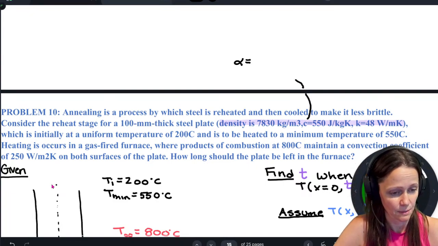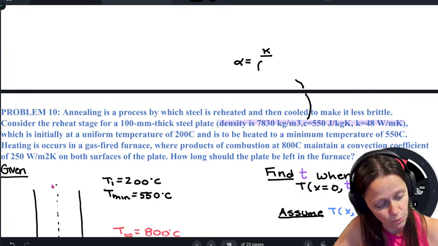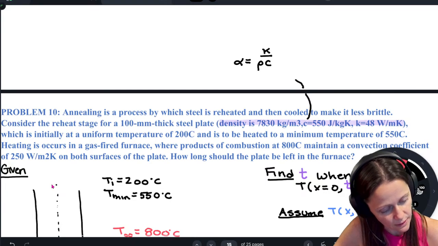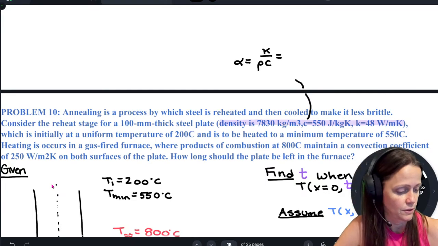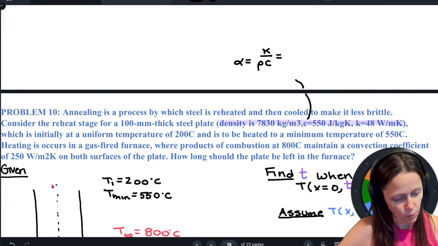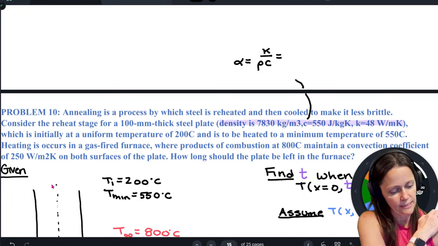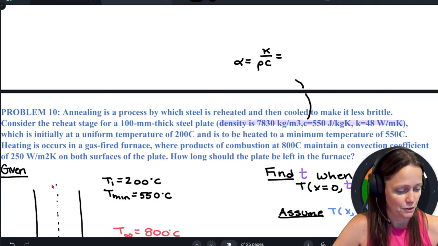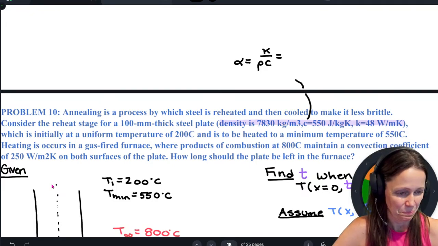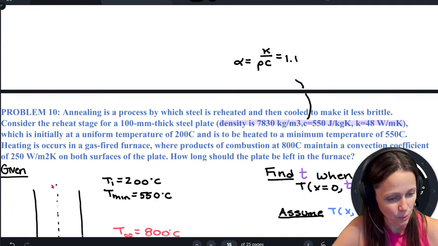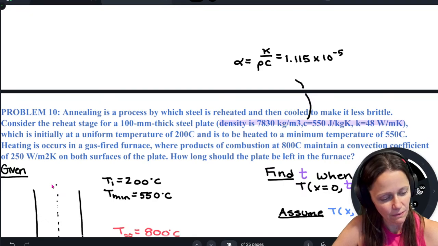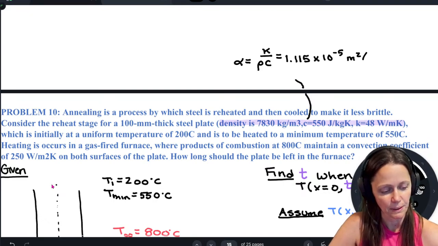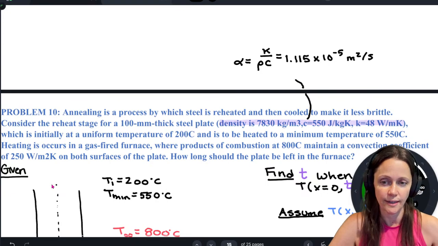This is going to be k over rho times our specific heat. So I've got all of those things: 48 watts per meter Kelvin divided by 7830 times 550. And I end up getting a thermal diffusivity of 1.115 times 10 to the negative 5. And the units there are going to be meters squared per second.